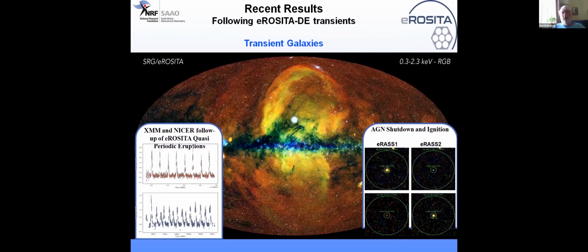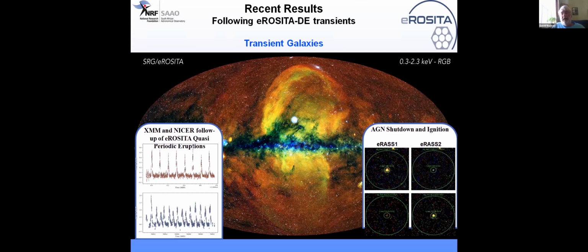I'm going to move on to results that have just happened in the last 12 months, and this has come from collaboration with eROSITA. This is the new German instrument on the Spektr-RG satellite, which has two major instruments, one of them being eROSITA. And this is a beautiful X-ray image of the sky taken in the first sky survey. So eROSITA is scanning the sky continuously and building up this wonderful image and detecting variable and transient objects.